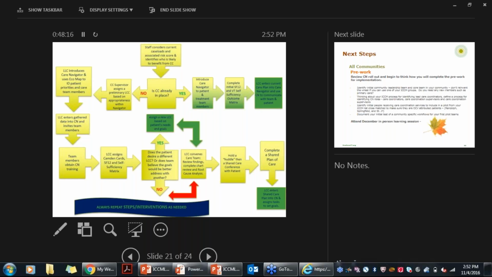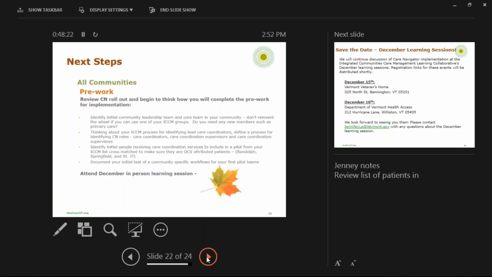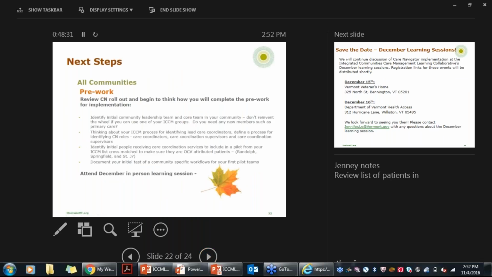So we did have the workflow. If you want to go to the next slide, we can talk a little bit about next steps. We did have that workflow initially, and the communities haven't gotten all the way through the proposed workflow, so we've stopped there. We do have a question. Do you want to go ahead and read that?